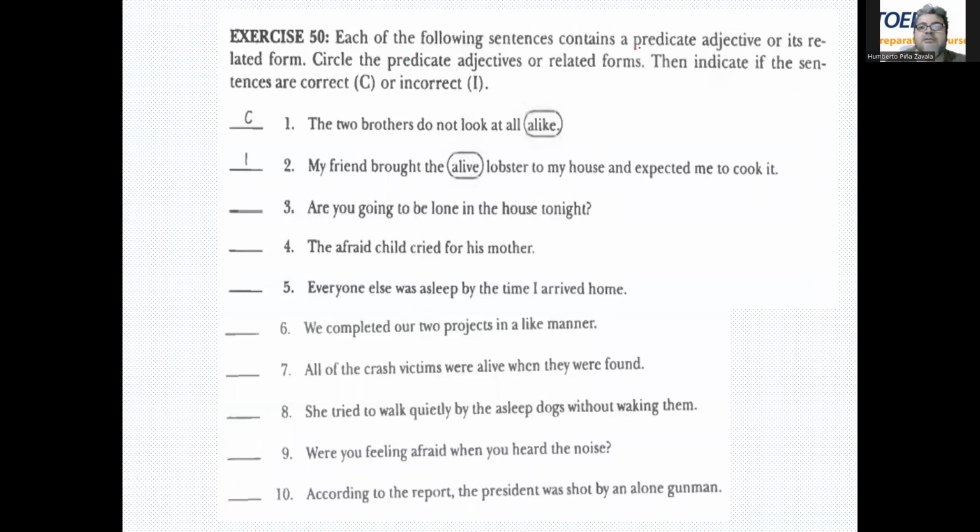Each of the following sentences contains a predicate adjective or its related form. I'm going to circle these adjectives and indicate whether the sentences are correct or incorrect. Sample. Number one, the two brothers do not look at all alike. All right, so this is a linking verb. They don't look alike. It's the adjective here. So this is fine.